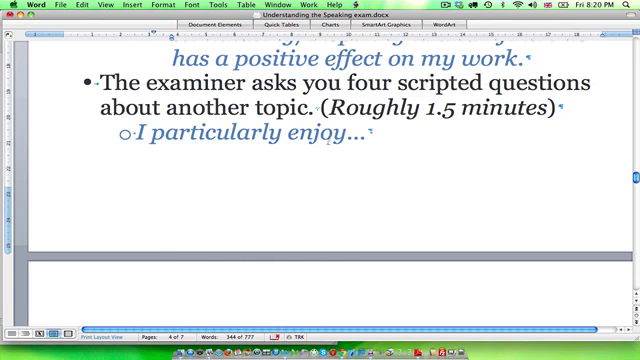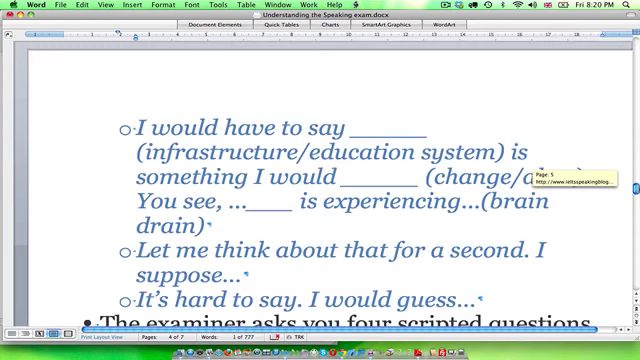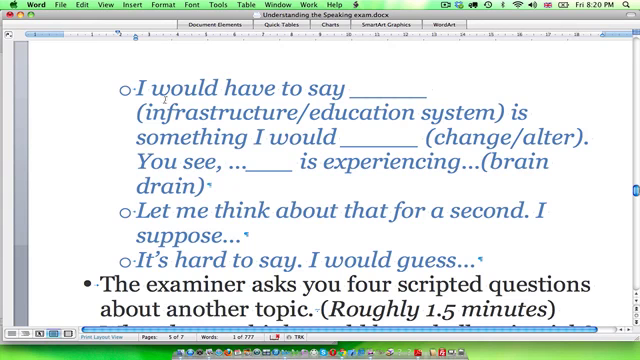Sometimes it's nice to qualify your verbs with an adverb. So here we have I particularly enjoy, or if the examiner is asking you about maybe what you do in your free time or something like that, you sound more academic when you qualify your response using these descriptive words. Or for example, I would have to say. Now this is a great phrase because you can apply it to so many different things. Even when we were talking about do you like your job? Well, I would have to say that, yeah, there are several things I enjoy about it. It's a nice sort of lead into whatever you're going to be talking about, and it makes you sound very fluent when you use it. I would have to say the infrastructure is something I would alter.